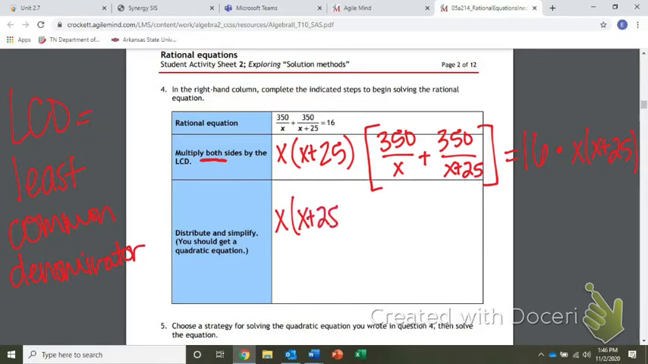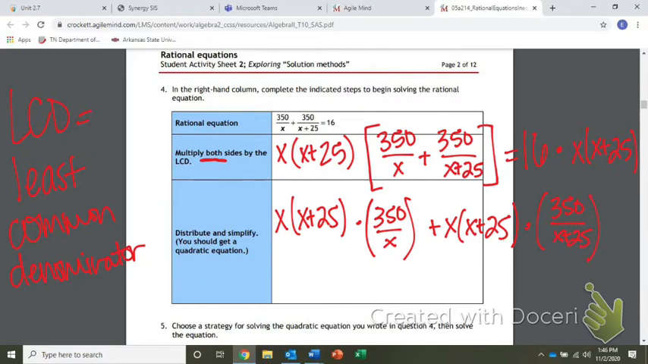X times x plus 25 times 350 over x. So, there's the first set. And since it goes to both, I'm going to multiply it on the other one too. No, I'm not doing the right side just yet. I'm just working on the left side. So that'd be x squared plus 25x. You can do that, but I'm going to show you how to do it. Make it easier. All right.